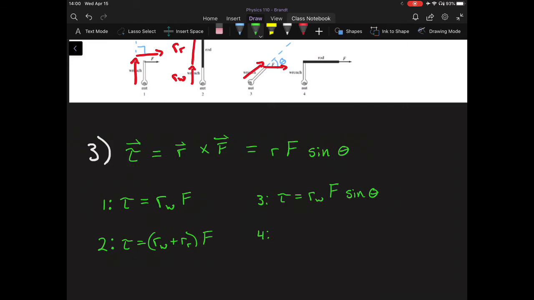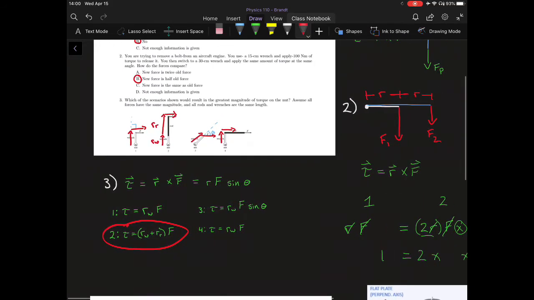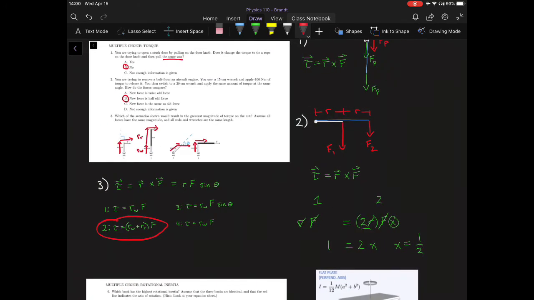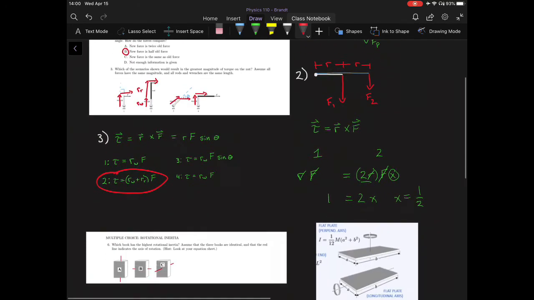And then for wrench 4, once again, we've got our wrench coming up, and then the force is being applied perpendicular to that end and not extending out any farther. So our torque is going to be our wrench times the force again. So if we look at all of our scenarios, we can see that scenario 2 is actually the largest torque. So that answers that question.